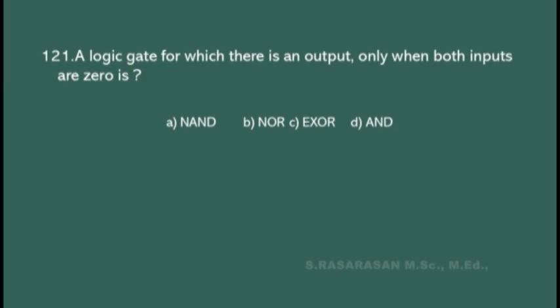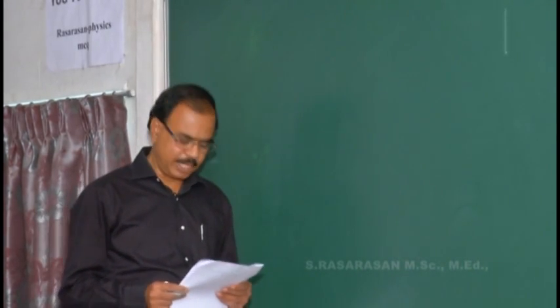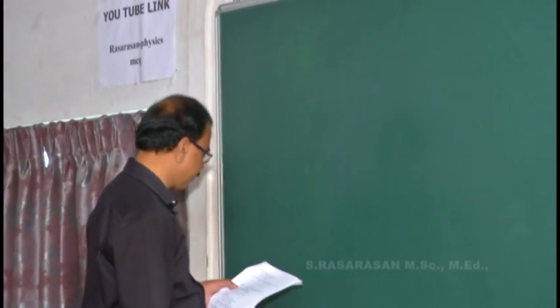Yes, next 121. The logic gate for which there is an output only when both inputs are 0 is dash. It is better to put the truth table for all 4 gates.